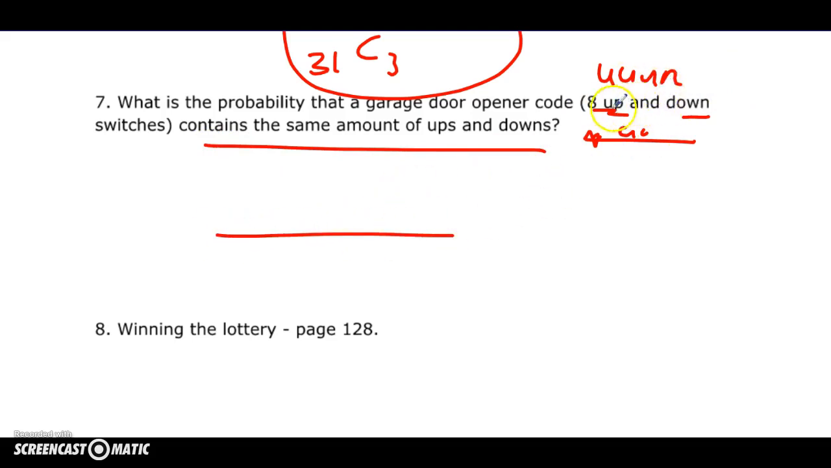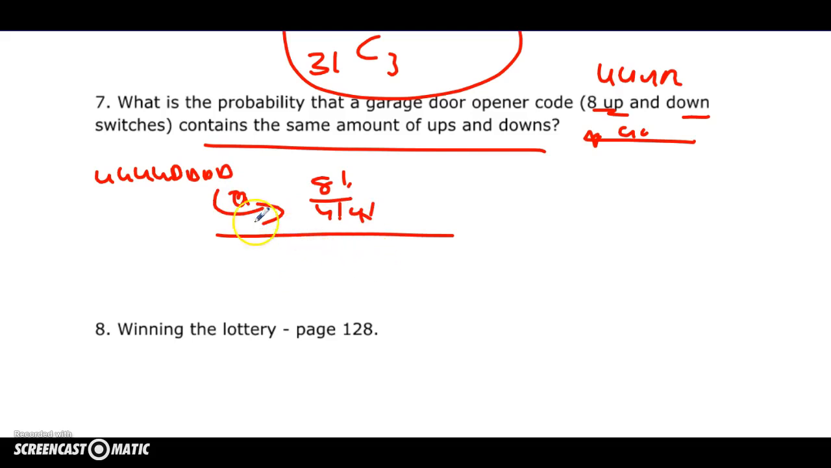And what you're going to do, what does that mean? Think about that for a second. If we have the same amount and there's 8 total, that means that we want the number of words that contain U, U, U, U, D, D, D, D, 4 of each. Okay, and that is going to be 8 factorial over 4 factorial, 4 factorial. That's the number of words that you can make out of that.